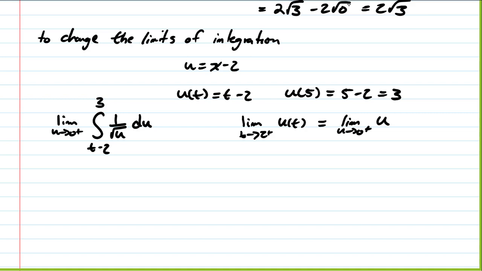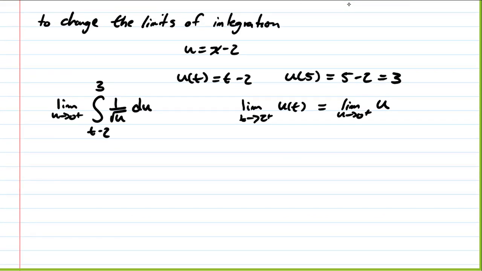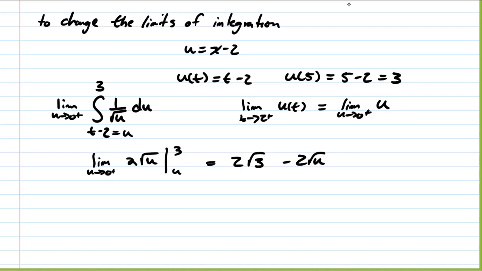But now we know what the antiderivative was. It was 2 times the square root of u. So if we have the limit as u goes to 0 from the right of 2 square roots of u evaluated from u to 3, we have 2 times the square root of 3 minus 2 times the square root of u. When we take that limit, this is 0, and we get 2 square roots of 3 again. I feel like that is a lot more complicated. Like I said, it can be done, but I wouldn't lose any sleep over trying to do it that way.